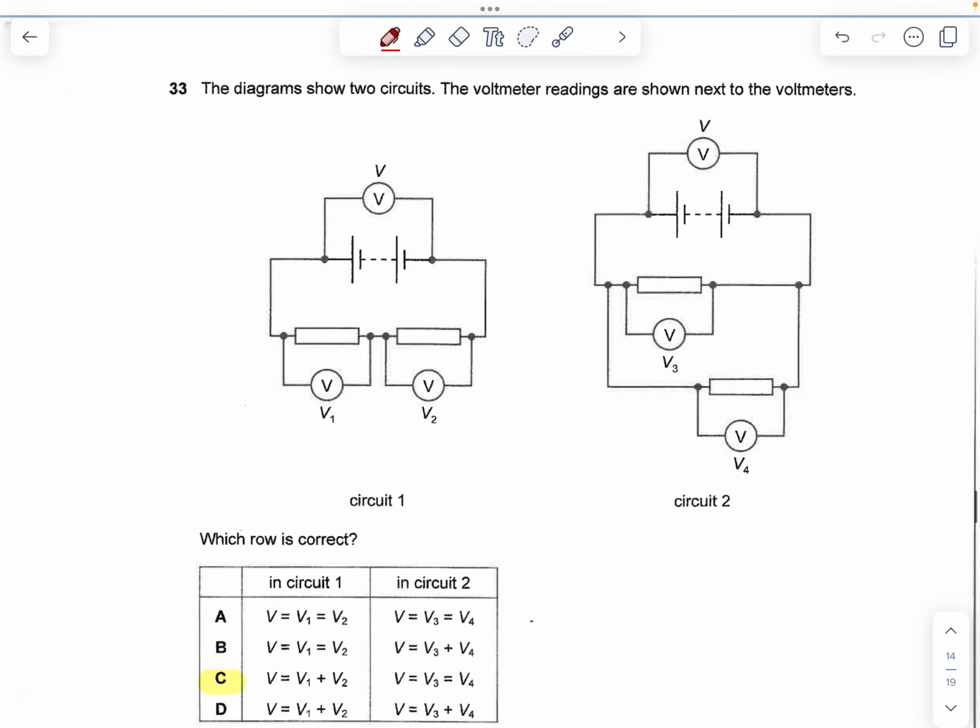Question 33. The diagram shows two circuits. The voltmeter readings are shown next to the voltmeters. Which row is correct? Circuit 1 is a series circuit. Circuit 2 is a parallel circuit. So look at series 1. This V is actually the EMF. So EMF is equal to, in series, V1 plus V2. Here, EMF V is equal to, for parallel, they are equal. So V3 equals V4.